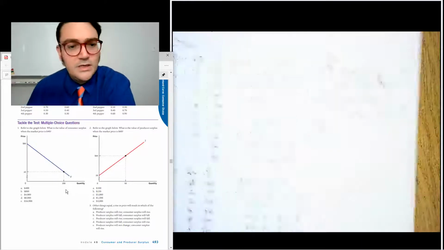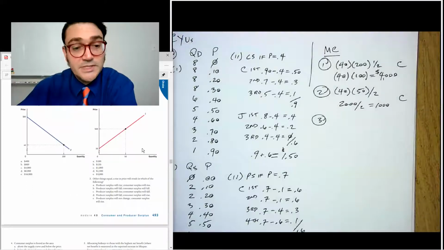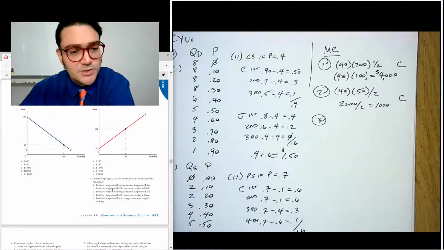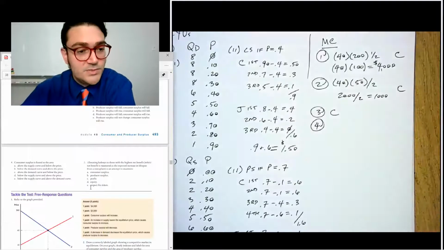Number 3 is other things equal, a rise in price will result in which of the following. So we can actually use these two graphs to think about it as well. So if the price was higher, what would happen to producer surplus? Well, it would get bigger. And if the price were higher over here, consumer surplus would get smaller. So producer surplus will rise and consumer surplus will fall. That is C. Number 4, let's skip to the next page.